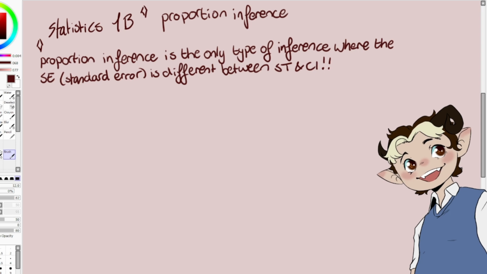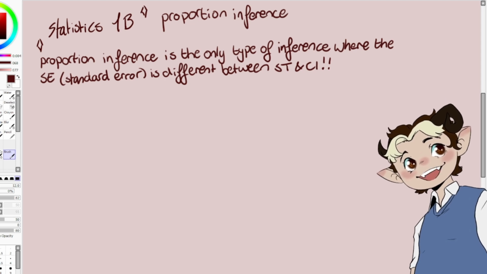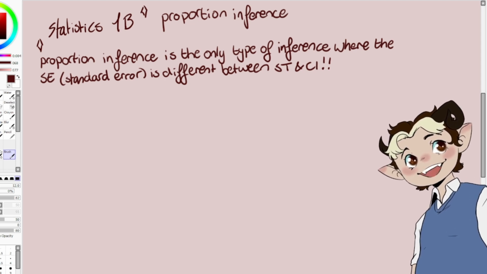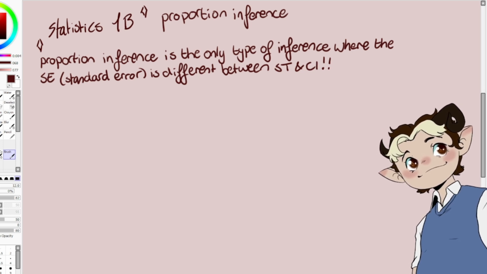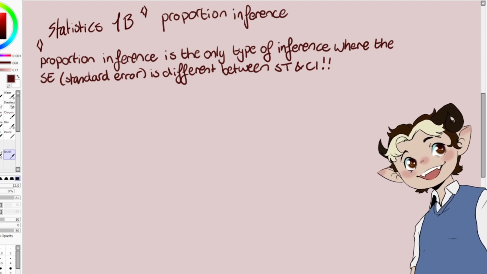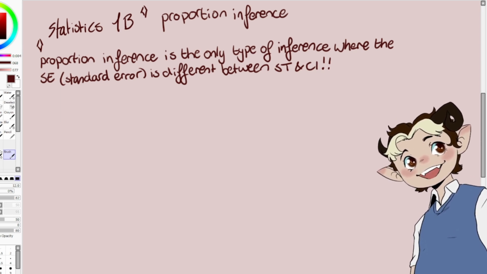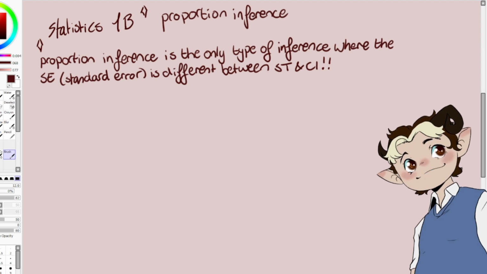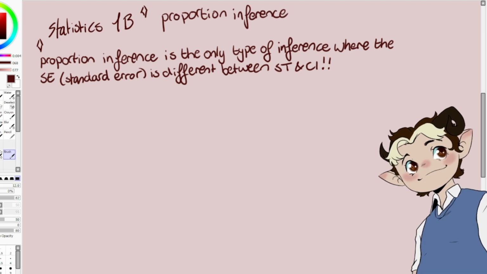Proportion inference is a very annoying one, in my opinion, because it's the only type of inference that has a different standard error for the significance test versus the confidence interval, which is very frustrating. I am going to try to explain it as slowly as possible, but this is mostly just trying to memorize the difference. Maybe try to find some tricks to remember when to use what.